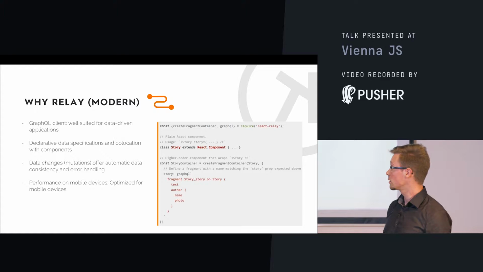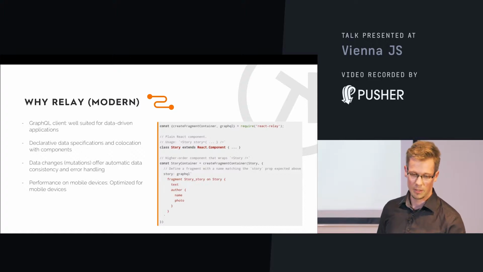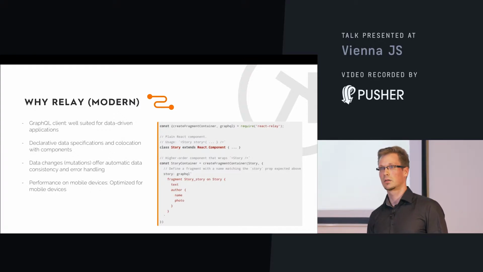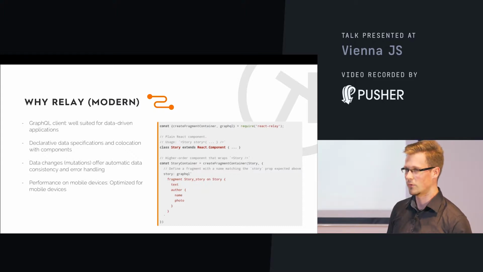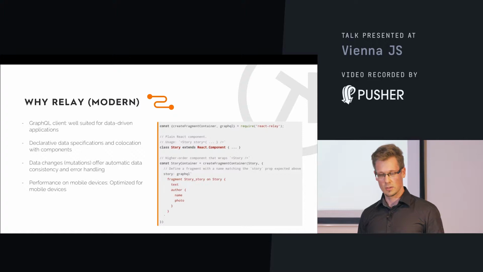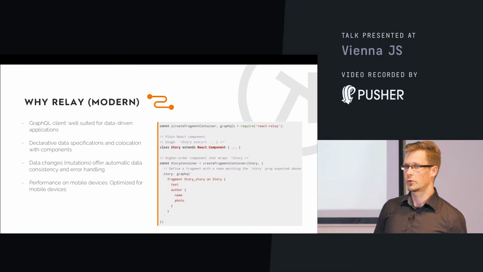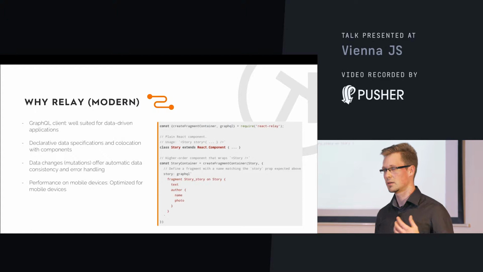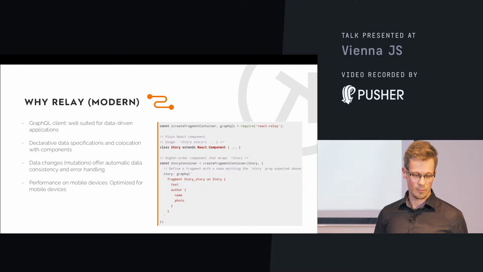So directly to the talk. Very briefly, what is Relay and why should we use it? Relay Modern, the new version of Relay, is a GraphQL client for JavaScript, but specifically made for React components. So it's very tightly coupled to React. And it's very well suited for data-driven applications, for big data analysis, charting, tables for many entries, whatever.